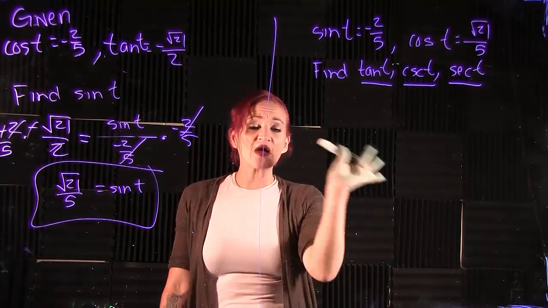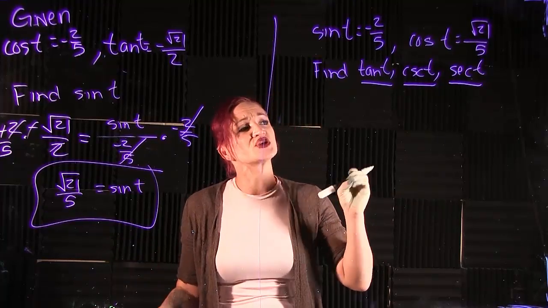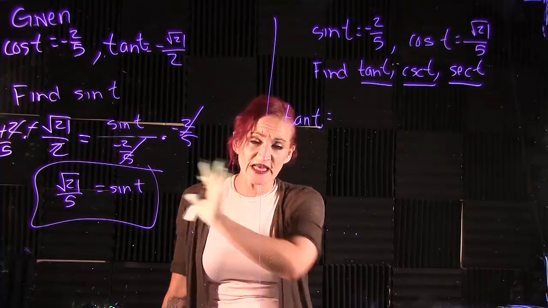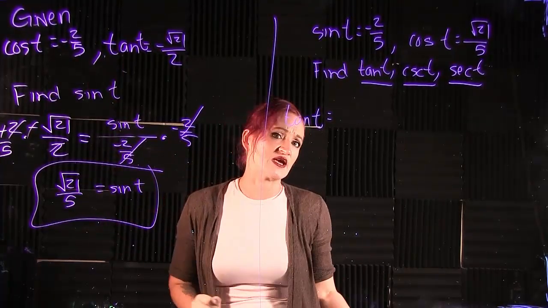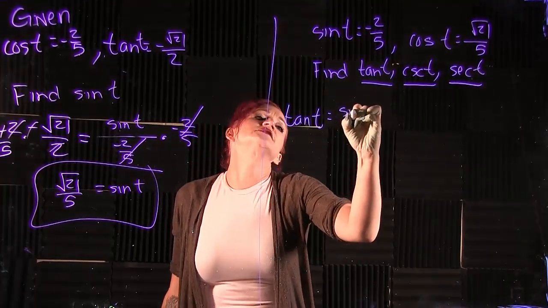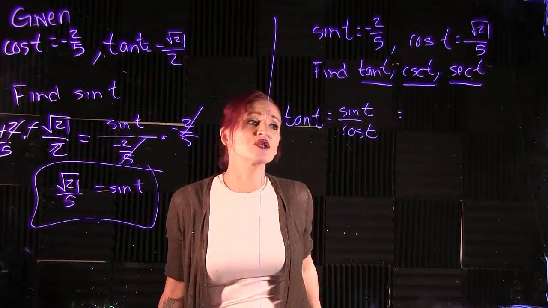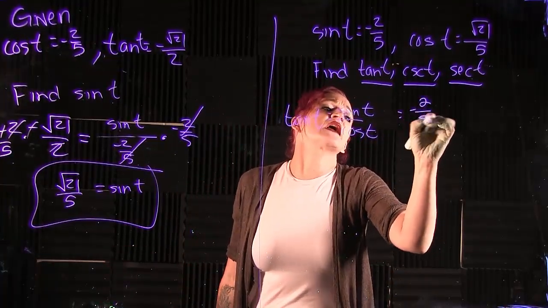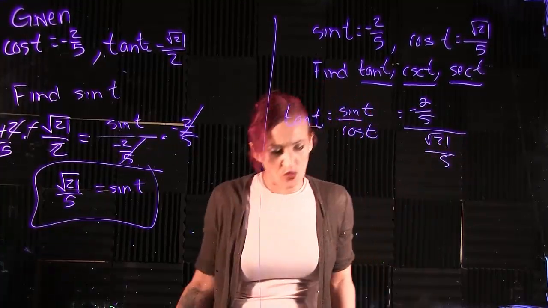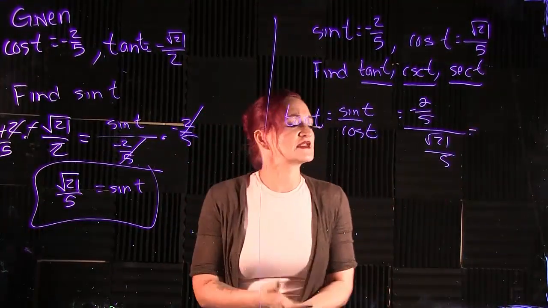Now for the other example that I have over here, we're given sine and cosine, and we're asked to find tangent, cosecant, and secant. Starting off with finding tangent, we're going to use that same exact property that we used in the previous example, that tangent is equal to sine over cosine. Now we are given sine and cosine, so sine is a negative 2/5, and if we divide that by cosine, square root of 21 over 5, we can literally throw this into our calculator and simplify.